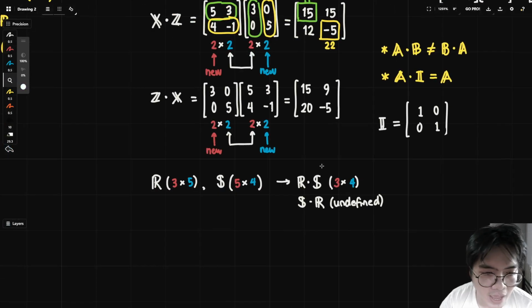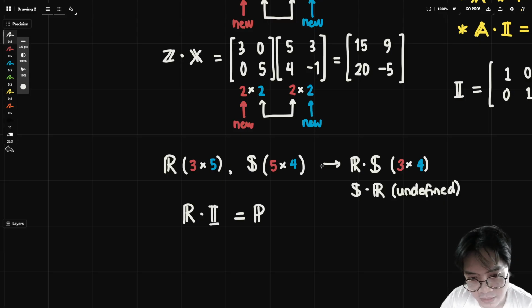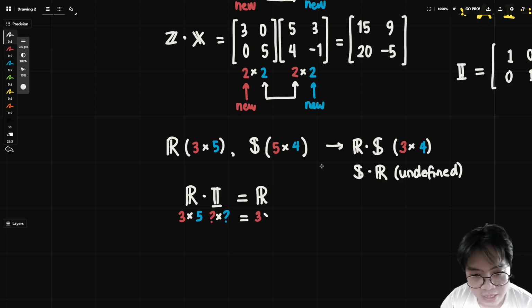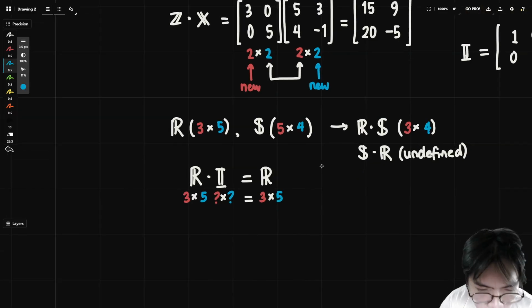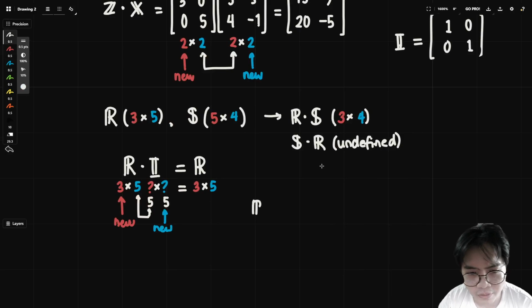Kumbaga, if for example you have here a 3 by 5 matrix, anong kailangan mong ipasok na I, such that this will still be the same? You have a 3 by 5 in here, right? And then, what do you need in here such that ang lalabas pa rin is a 3 by 5? In this case, ang iisipin natin, okay, so kailangan 5 by 5. Right? So that these two match. And then this is the new. So, ganyan lang.